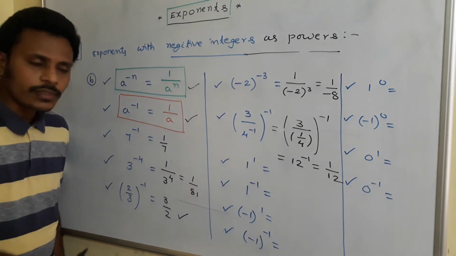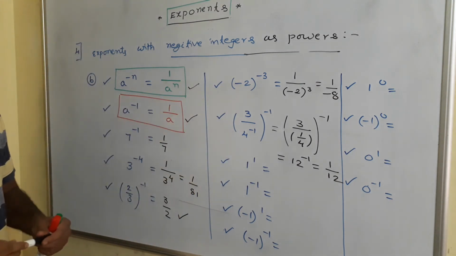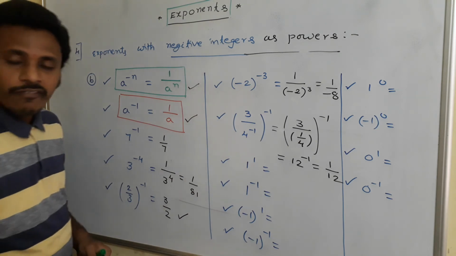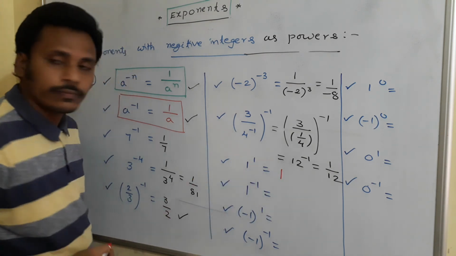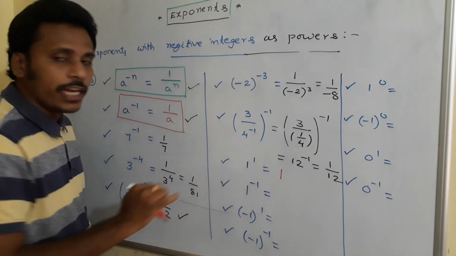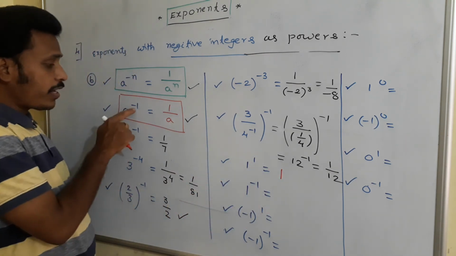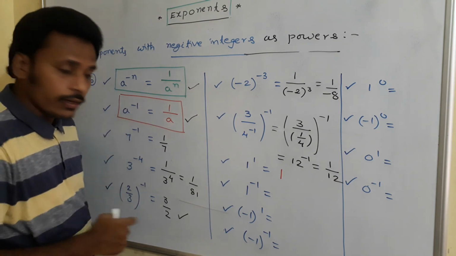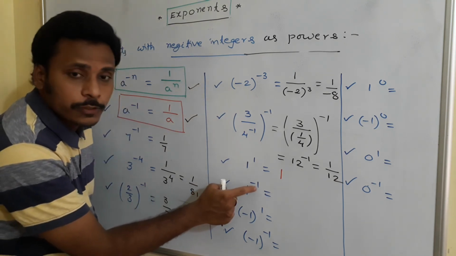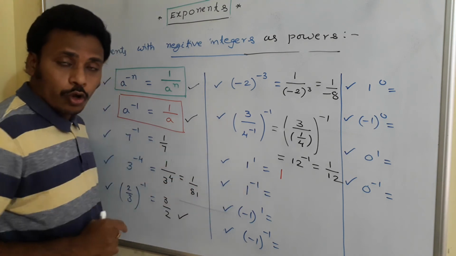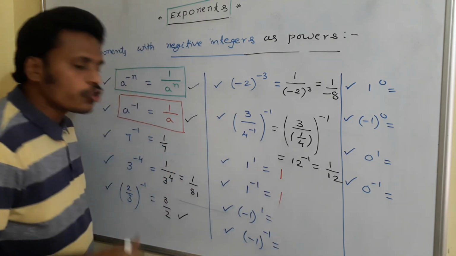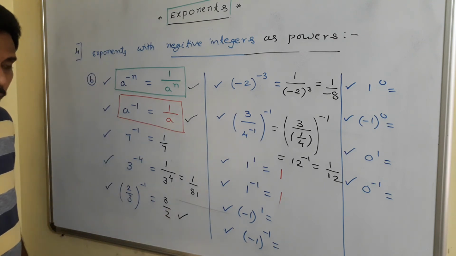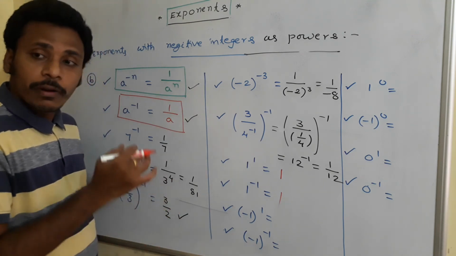That's it. And the remaining problems are very, very simple. You just have a look here. 1 power 1. 1 time. So your answer is 1. Next thing. 1 power minus 1. See, power is minus 1. Base is 1. If power is minus 1, we need to write the reciprocal of the base. Here base is 1, right? Its reciprocal is again 1, right? So your answer is 1 only. 1 power 1 is 1. 1 power minus 1 is 1.